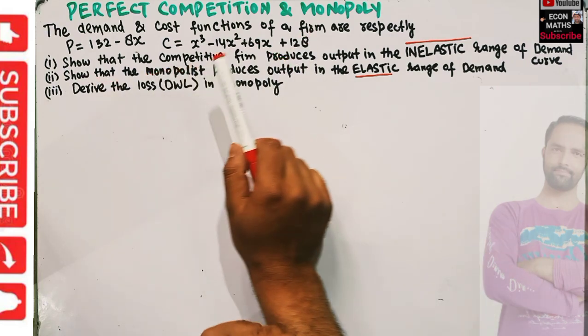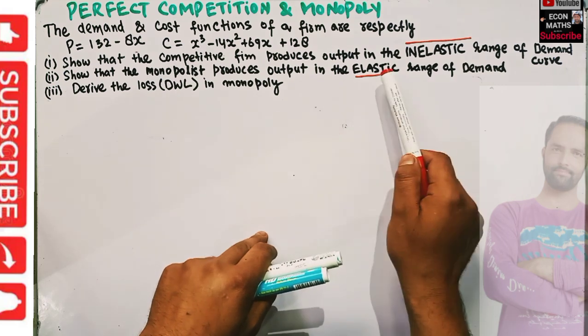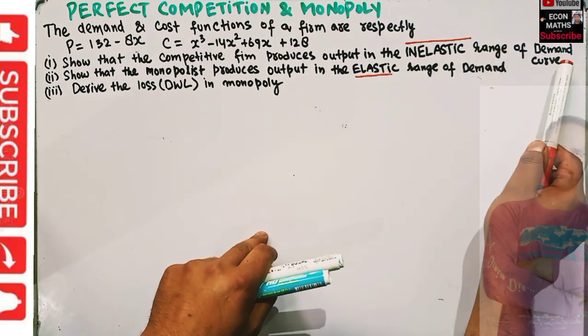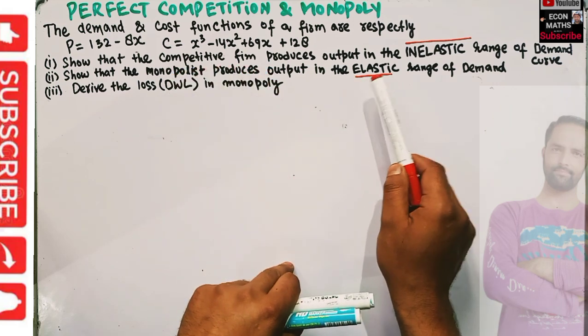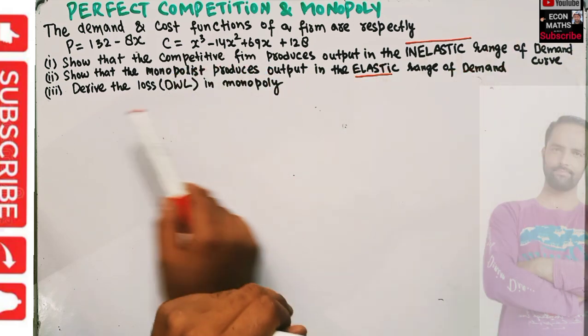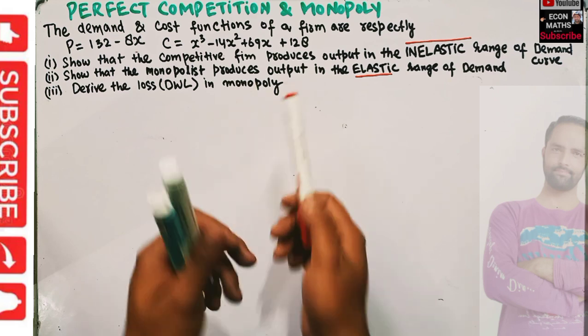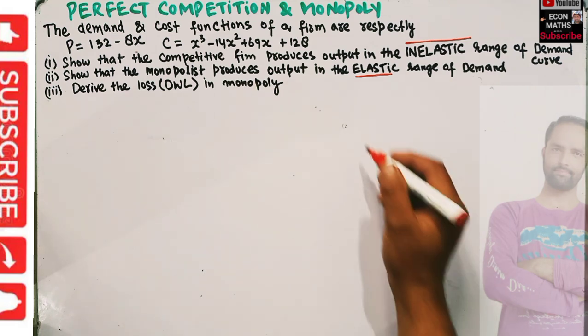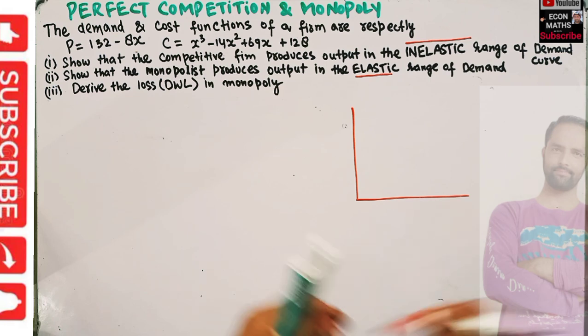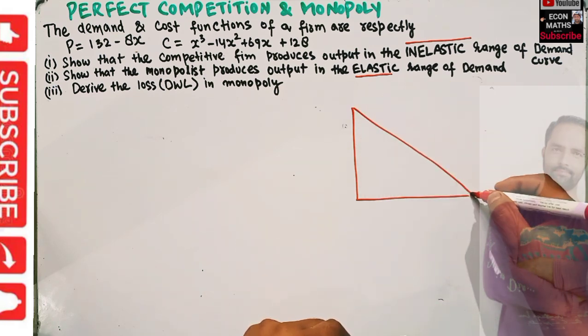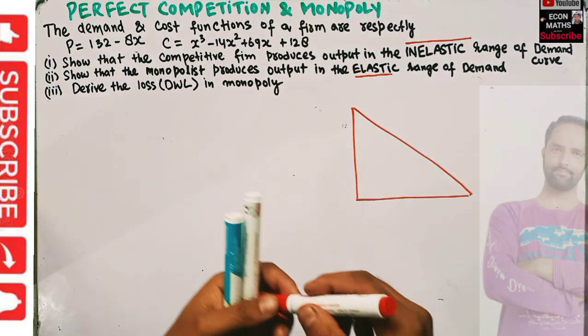We have to show that the competitive firm produces an output in the inelastic range of the demand curve, and also that the monopolist produces output in the elastic range of the demand curve, and derive the deadweight loss in case of monopoly. Okay, so before I come to the question, let us see where our elastic and inelastic demand lie.